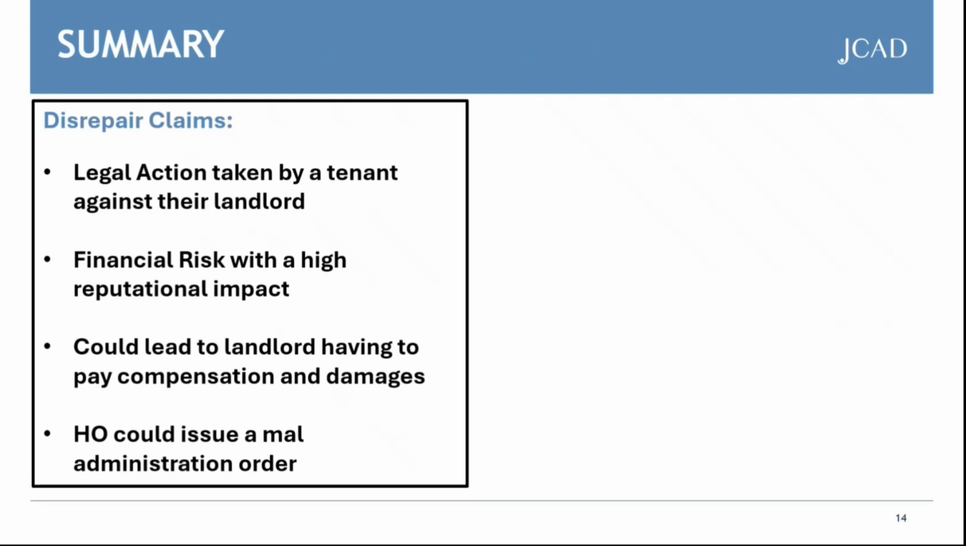So a disrepair claim is legal action taken by a tenant against their landlord, generally a financial risk, but with a huge reputational and financial impact. It could lead to a landlord having to pay compensation and damages, which can be quite hefty. And separately, the Housing Ombudsman could also issue a maladministration order if complaints processes are not followed correctly or in accordance with their code of conduct, and any landlords that are named and shamed on their website as well.